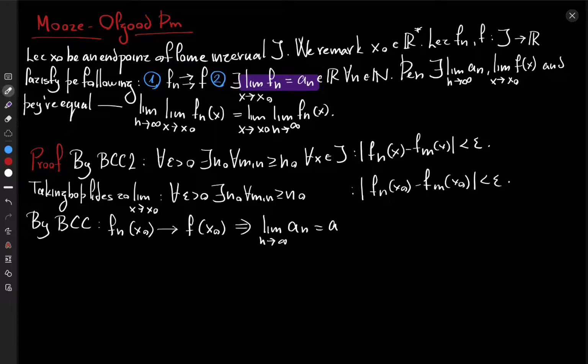But I've said that the endpoint needs to be in the interval. That is not true. This argument would hold still even if it were not. Even if J were an open or semi-open interval and we're dealing with an endpoint which was not actually included in it. Why would it work? Well, precisely because of this requirement, number 2. We simply require that the limit as x approaches x0 of fn of x is equal to an, and for it to be real. So it would still work, absolutely, and I suspect it will be much more useful in this form.